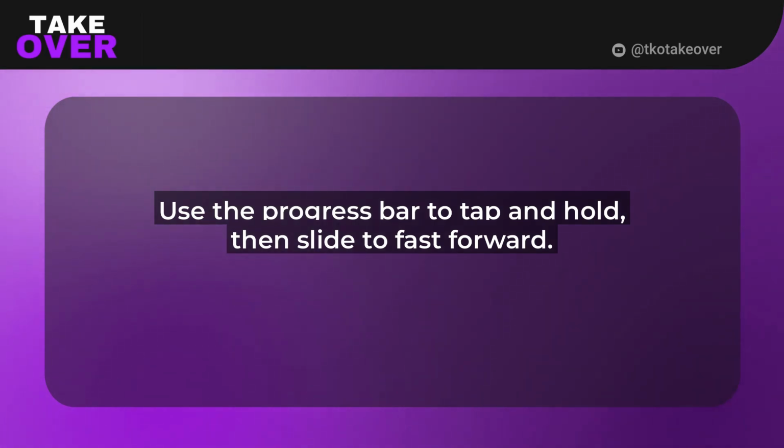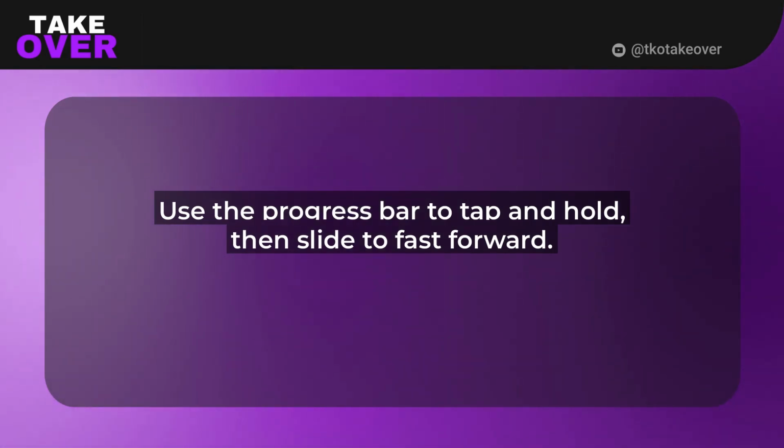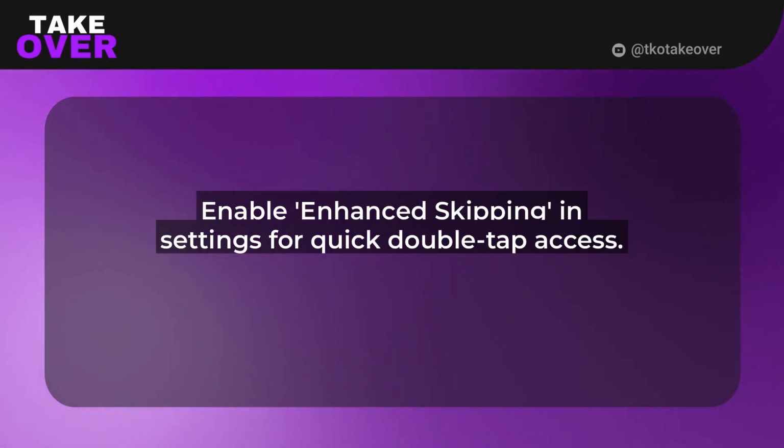Now, step 1. Open the YouTube TV app and start playing your video or live stream. When a commercial break hits, look for the progress bar at the bottom of the screen. That's your key to freedom. Simply tap and hold on the progress bar, then slide your finger forward to fast forward.